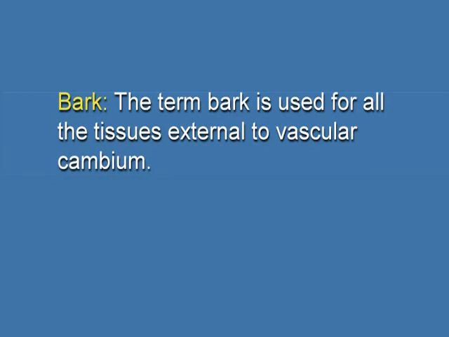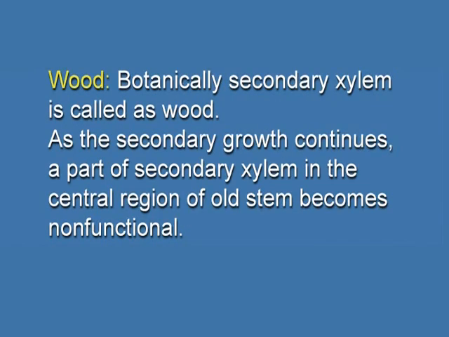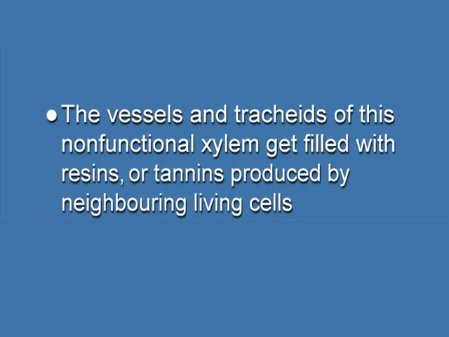Now, the term bark is used for all the tissues which are external to vascular cambium. So, you have to tell what are those tissues which are included in the bark. Botanically, secondary xylem is called as wood. As the secondary growth continues, a part of secondary xylem in the central region of the old stem become non-functional. This non-functional wood part is filled with resins or tannins which is produced by neighboring living cell.